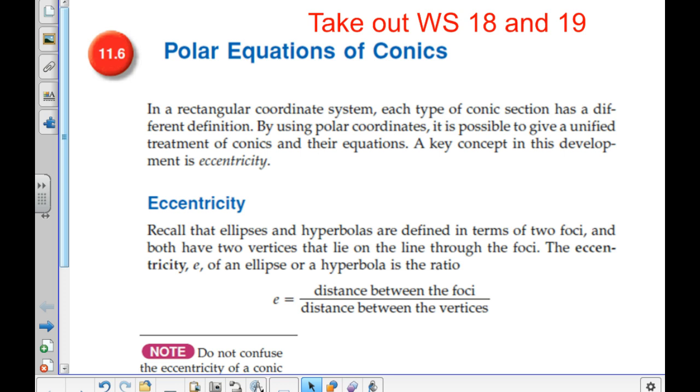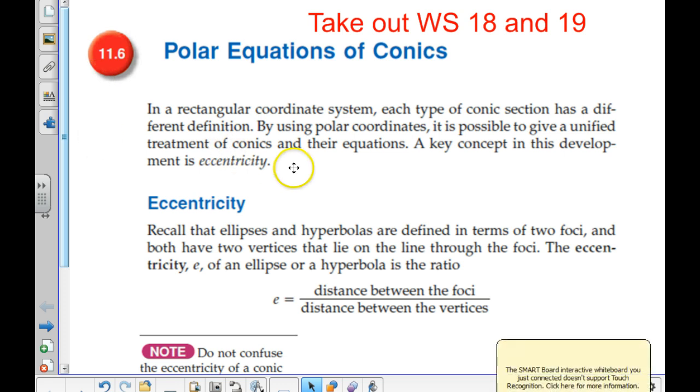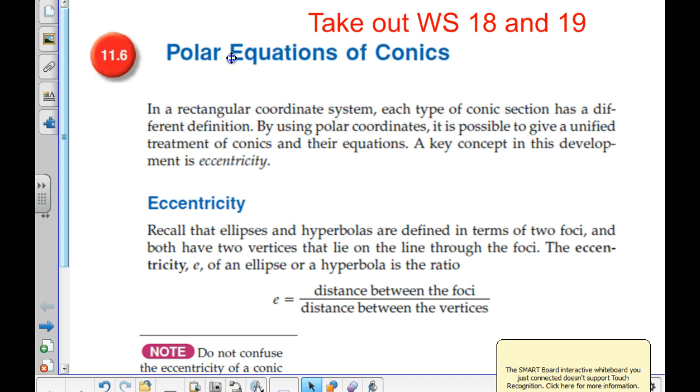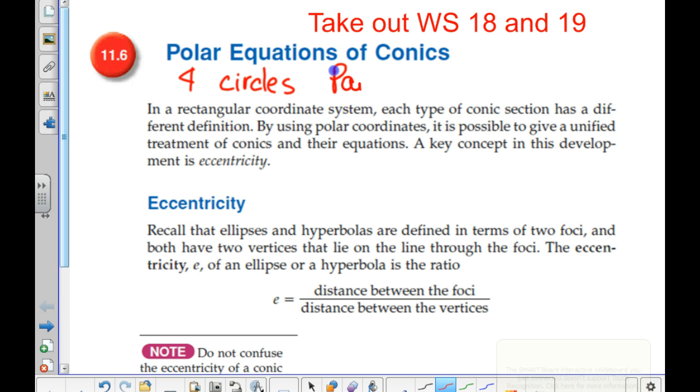All right, when we talked about the different conics, how many different conics did we talk about, guys? Think harder. 4. There were 4 kinds of conics. There were circles, parabolas, ellipse, and hyperbola.